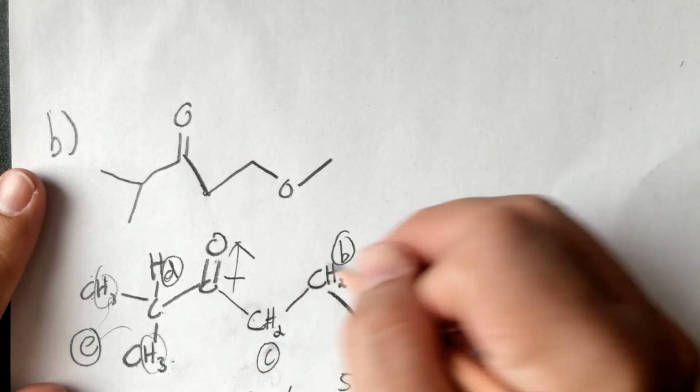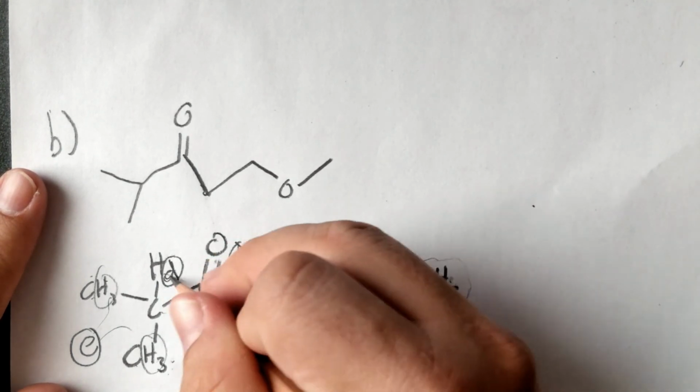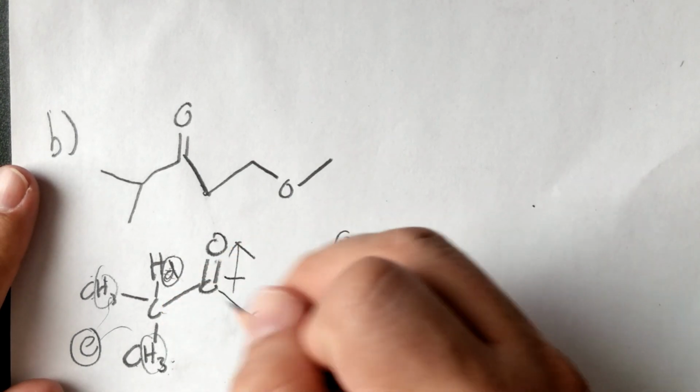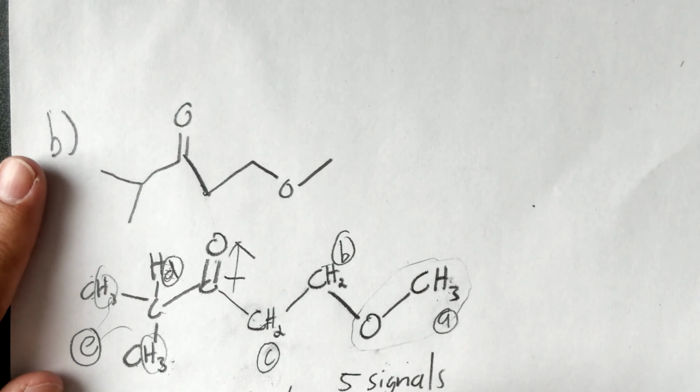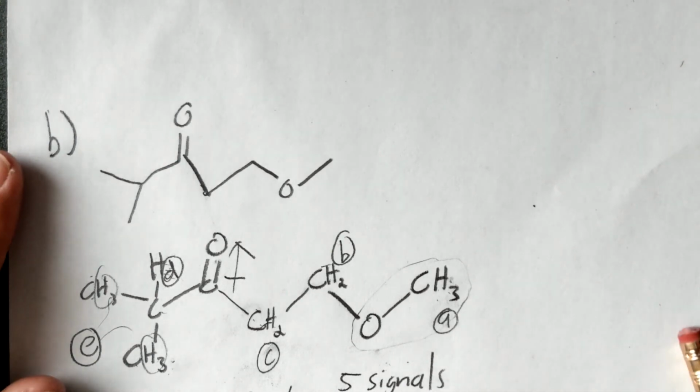Or excuse me, these are the most downfield, and then these are the next 2 that are probably downfield, the next set that are downfield. And then this one group is probably pretty far upfield, because it's not really close to anything that much electronegative.